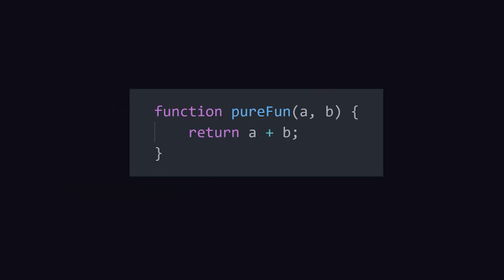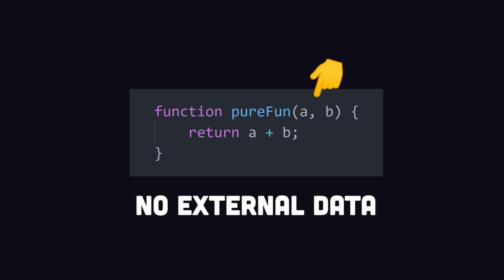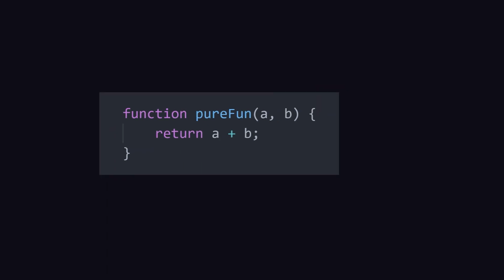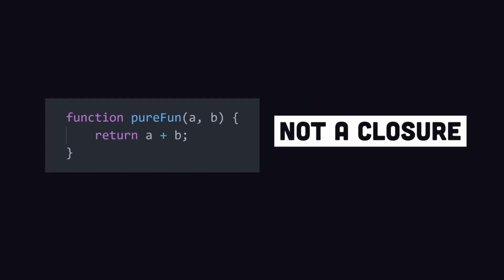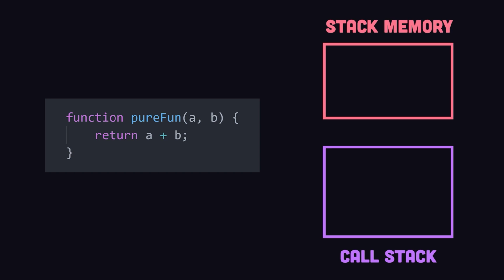Take, for example, a pure function that only depends on its own arguments and internal data. What we have here is a fully self-contained closed expression. When it's called, it gets pushed onto the call stack, where it's executed and its internal data is only kept in memory until it's popped back off the call stack.